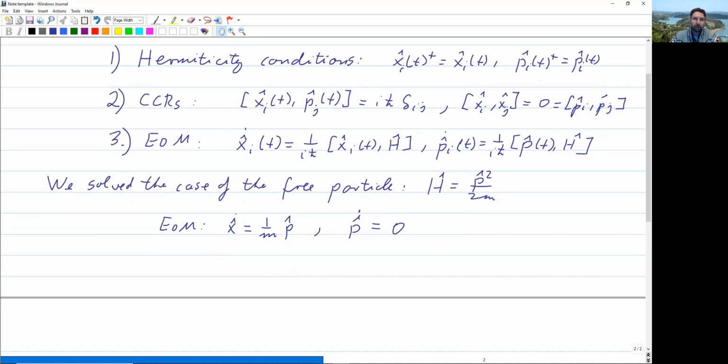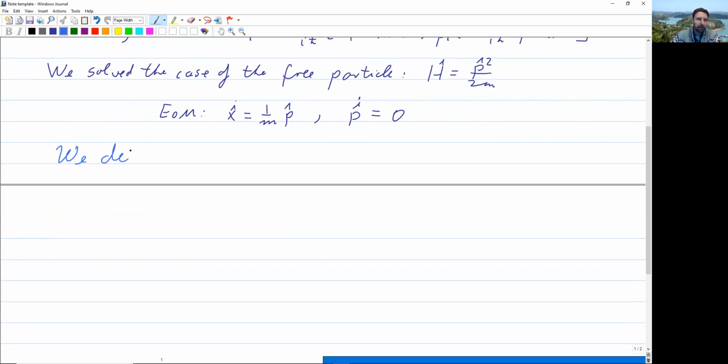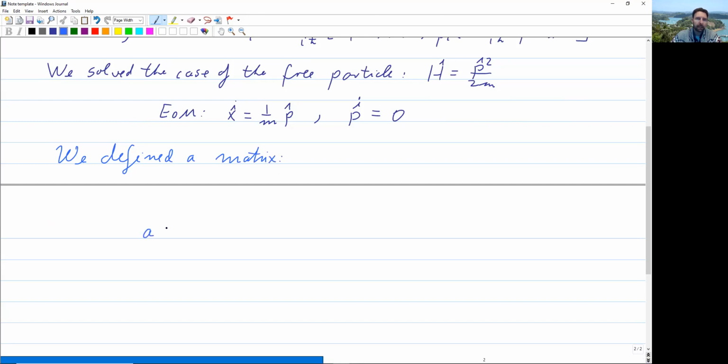Let's see how that panned out in the case of the free particle. So what we did there was we defined a matrix, namely we defined A to be this matrix, an infinite by infinite matrix, which had these entries, square root of 1, square root of 2, square root of 3, etc. And all the rest is 0. Very simple matrix, but it's an infinite by infinite matrix.